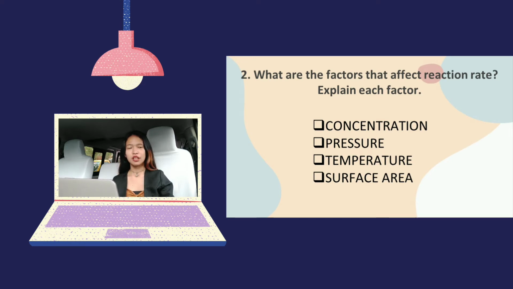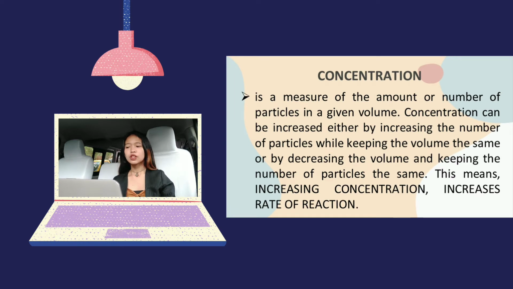Question number 2. What are the factors that affect reaction rate? Explain each factor. So there are 4 main factors that affect the reaction rate: the concentration, pressure, temperature, and surface area. So concentration. Concentration is a measure of the amount or number of particles in a given volume. Concentration can be increased by either increasing the number of particles while keeping the volume the same, or by decreasing the volume and keeping the number of particles the same.